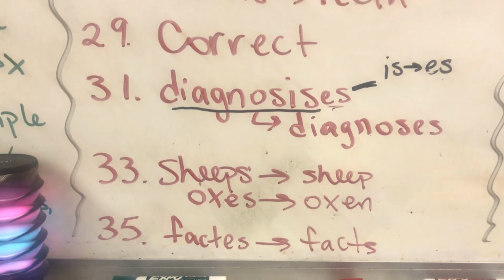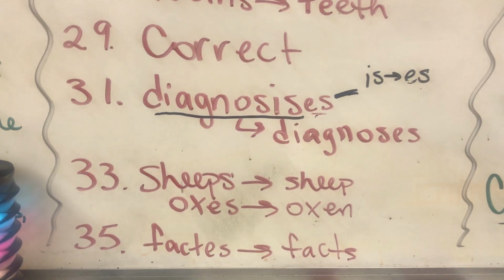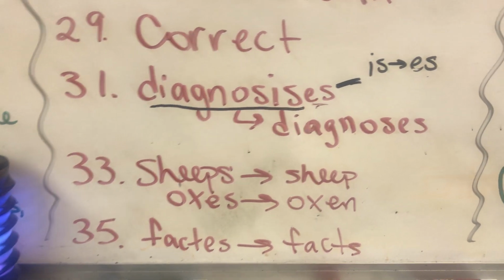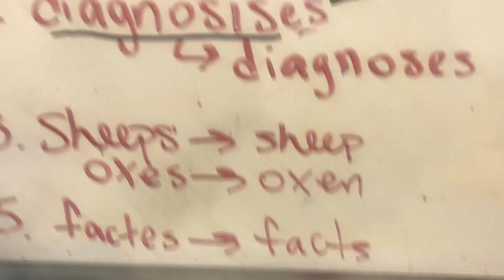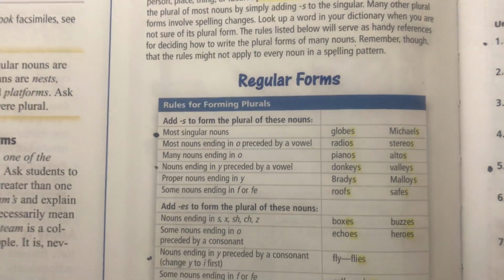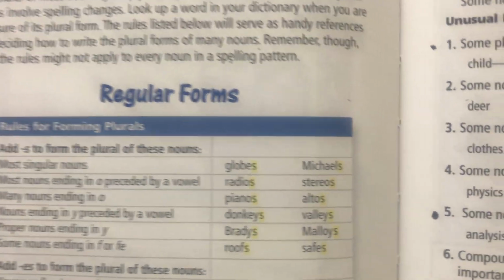And then 35. So this one's pretty straightforward. So they tried to change fact to facts. And they tried to add an ES on it, but it should be just an S. And this follows our number one rule on our book, in our chart, the first rule. Most singular nouns, you're just going to add an S on it.